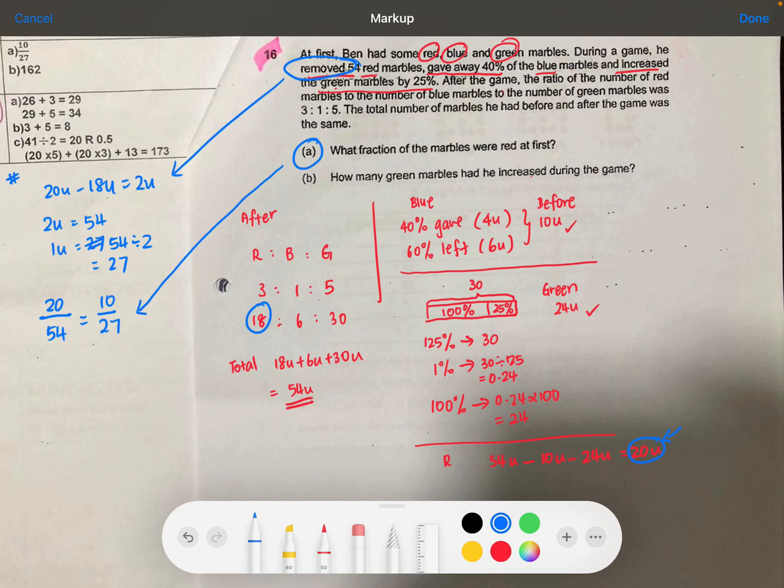So how many green marbles had he increased during the game? Okay, if I focus on the green, before it was 24, after it was 30 units. So I will use my 30 units minus away 24 units. I have a difference of 6 units. This 6 units equals 27 times 6. So I will get 6, 12, 162. So my answer for part B will be 162.